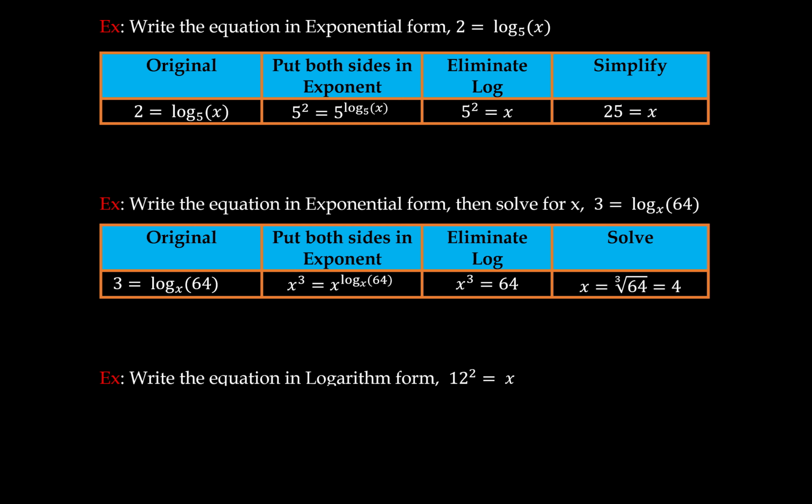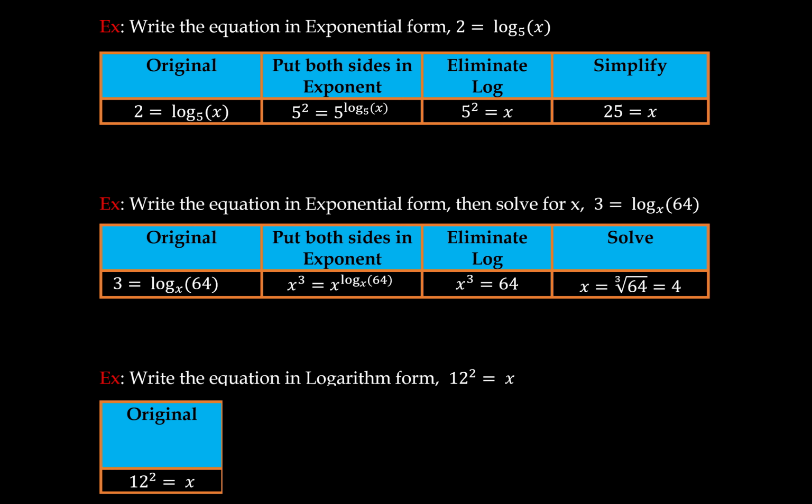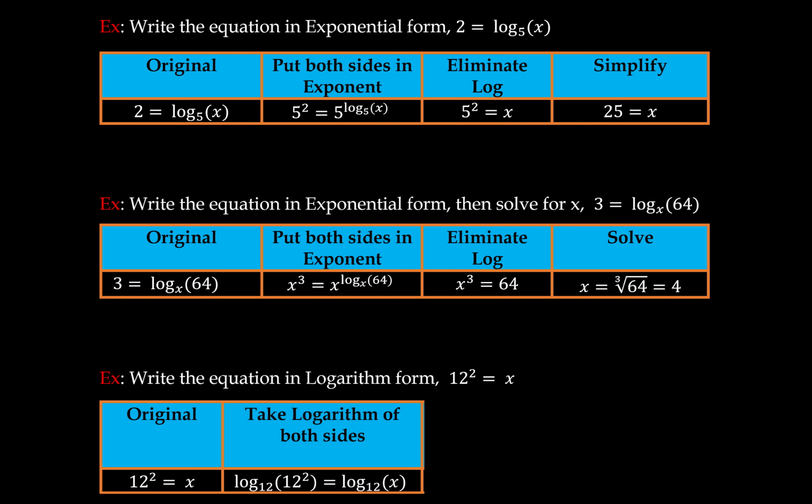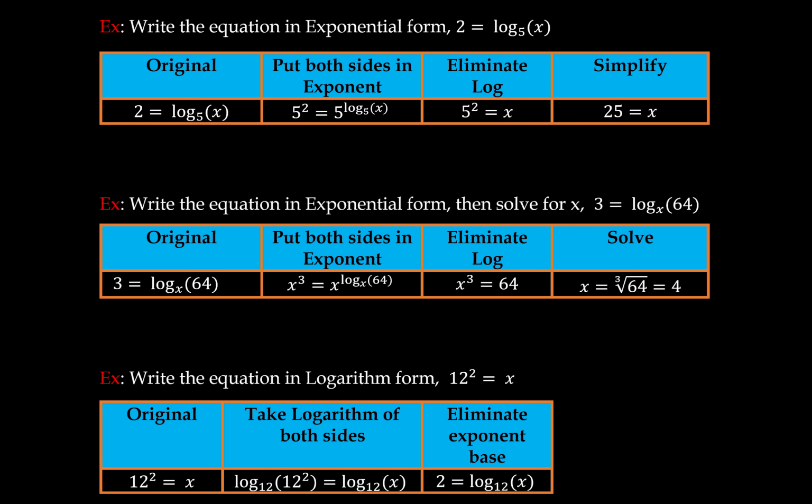Now we want to take this exponential function and rewrite it in log form. First thing we have to do is take log base 12 of both sides. We choose a base of 12 because we want the exponential with the base of 12 to eventually cancel out. Now we simplify.